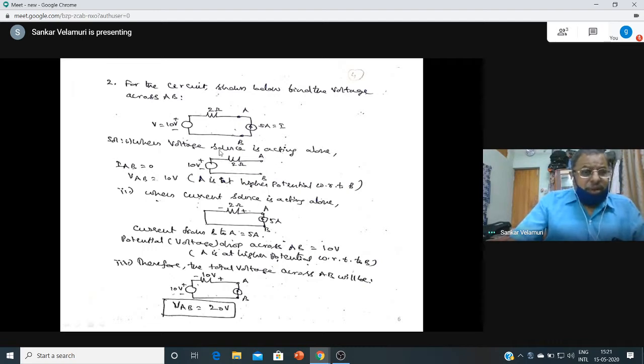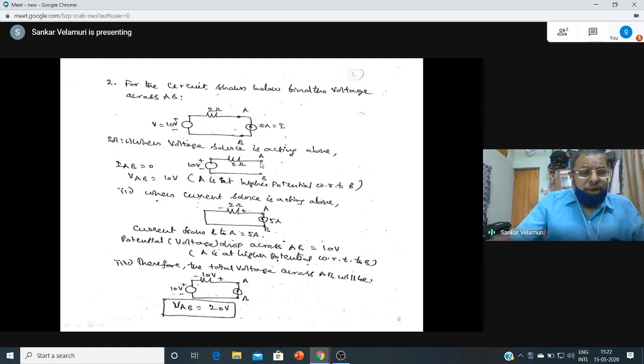So it is open. Although there is an open circuit here, I mentioned in the earlier class that open circuit voltage will be present across the pair of terminals because there is connectivity here, right? So you can see there is a voltage rise from B to A, which is 10 volts. A is at a higher potential with respect to B. So when the current source is acting alone, somebody asked a question which I can answer here.